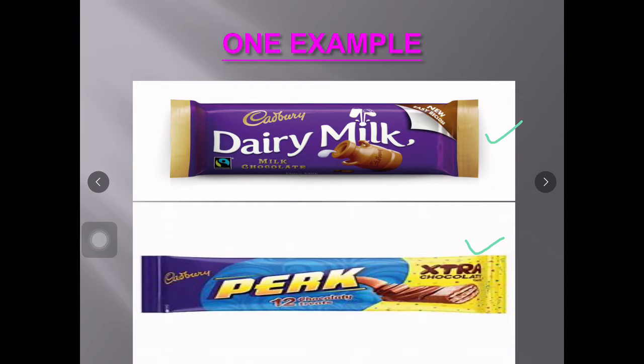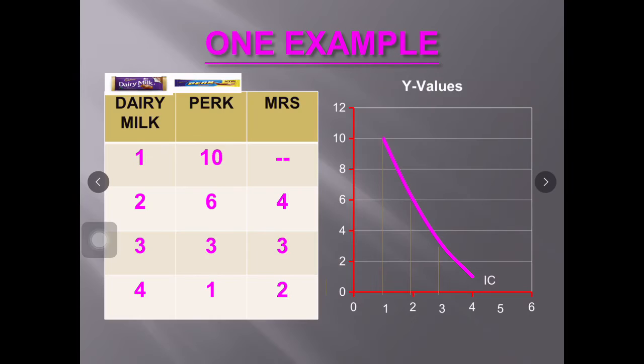So take the example of dairy milk and pork. Suppose one child has only 1 unit of dairy milk and 10 units of pork, and he asks his friend to give him 1 unit of dairy milk, so that the total number of dairy milks with him will be 2. And for getting this 1 unit of dairy milk, he is ready to give 4 units of pork to his friend, so that the number of porks with him will be 6.